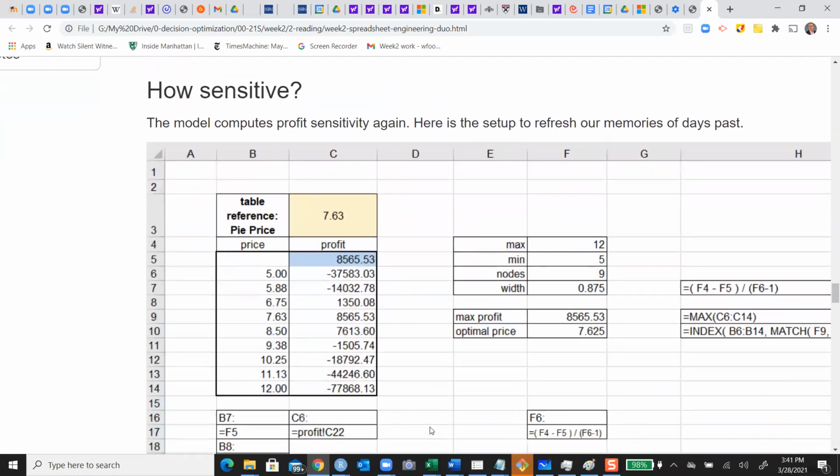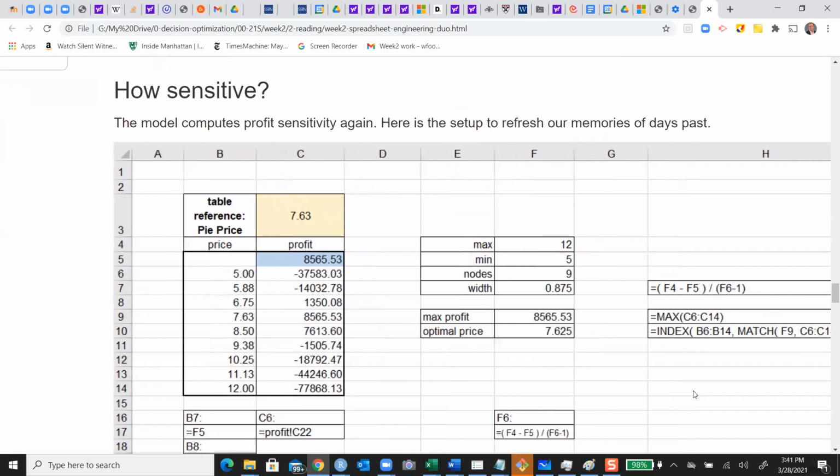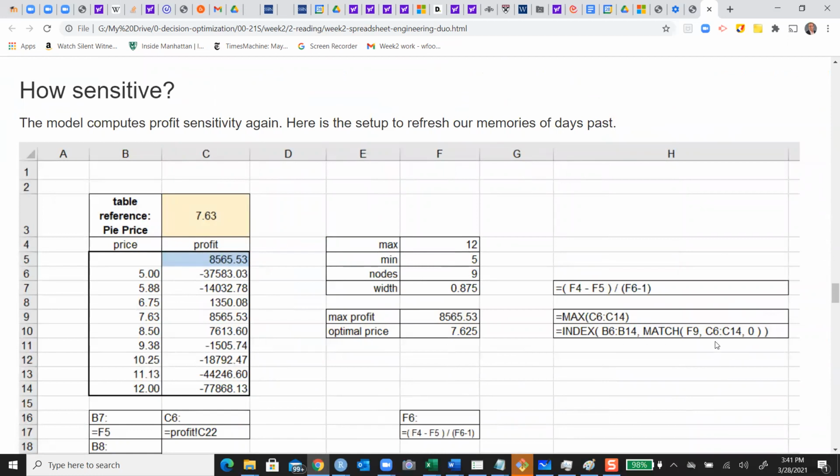Now, the other thing we do is we do sensitivity like we did last time. Here's the profit sensitivity, and we see that profits, as in the above model, are positive. Fine, good. This is the optimal price, and notice we're using an INDEX MATCH. Find in B6 through B14 a price that is at the same row as the maximum profit. Maximum profit is at a particular row. What row is that? That'd be the 4th row again. There we go. $7.63.